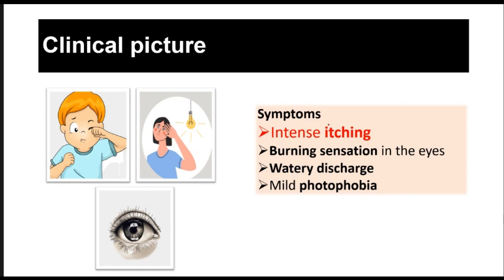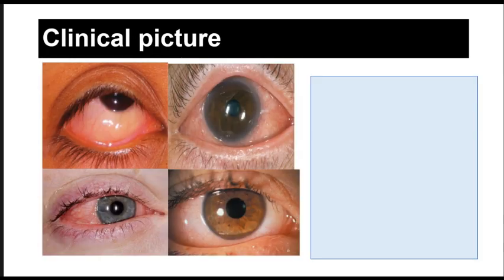Now, usually the patient will complain of intense itching. The pathognomonic symptom of ocular allergy is actually itching. Without itching, a condition should not be considered ocular allergy. Apart from that, they will have burning sensation in the eyes, they might have watery discharge, and they can also complain of mild photophobia.